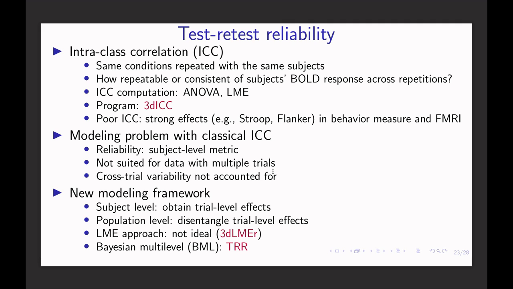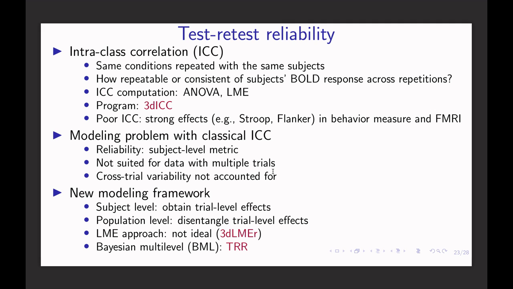In the old days, people used ANOVA. They could use a two-way random effects model, where both factors are random effects factors. I mean, we have two factors here. One is the two conditions, right? The other one is the repetitions. And also, of course, we have subjects. So in the old days, people used ANOVA, but nowadays we don't have to. It's even more adaptive and flexible to use the linear mixed effects model approach. So there's a program associated with this linear mixed effects model methodology. It's called 3dICC.